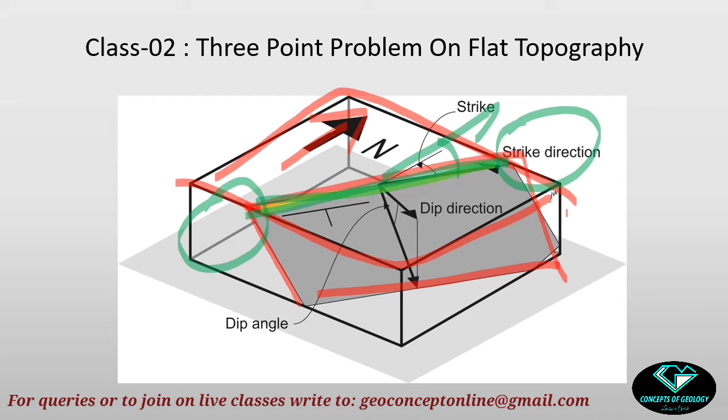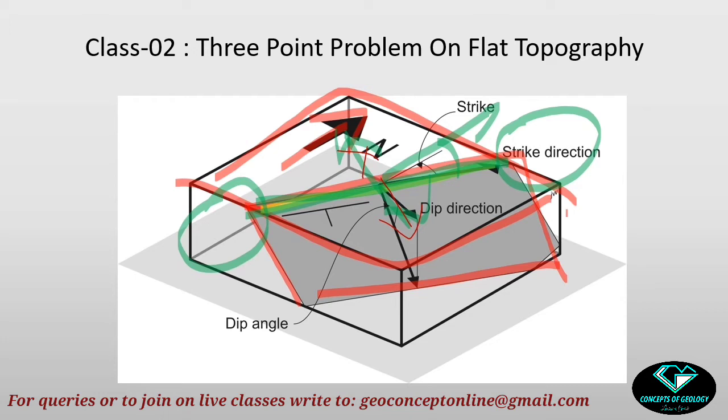Fine. What will be the dip direction? Dip direction will be perpendicular to the strike direction. Okay. The plane is dipping towards this direction, so I will ignore this one. So my dip direction is this one clearly. Where am I measuring this dip direction? Again on the horizontal plane. What will be the dip direction? It will be perpendicular to the strike direction.